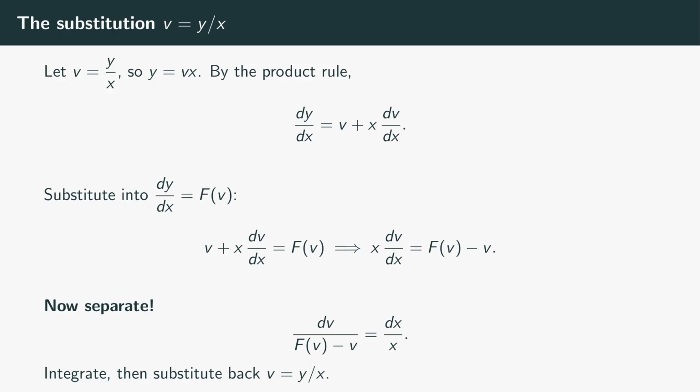Subtract v from both sides, x times dv dx equals f of v minus v, and look what happened. The right side is now a function of v alone, and the left side neatly splits x and v. Divide and rearrange: dv over the quantity f of v minus v equals dx over x. That is a separable equation, exactly the kind we solved in episode 3. Integrate both sides, then at the very end substitute v equals y over x to return to the original variable. The ratio structure of a homogeneous equation is precisely what makes this separation happen.